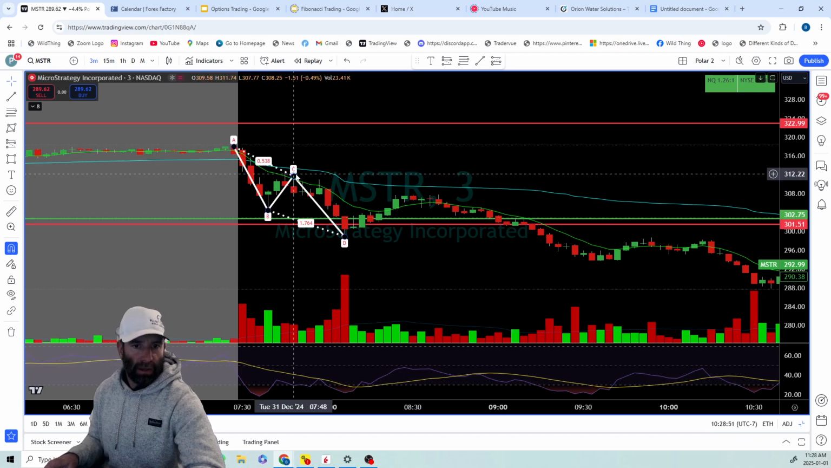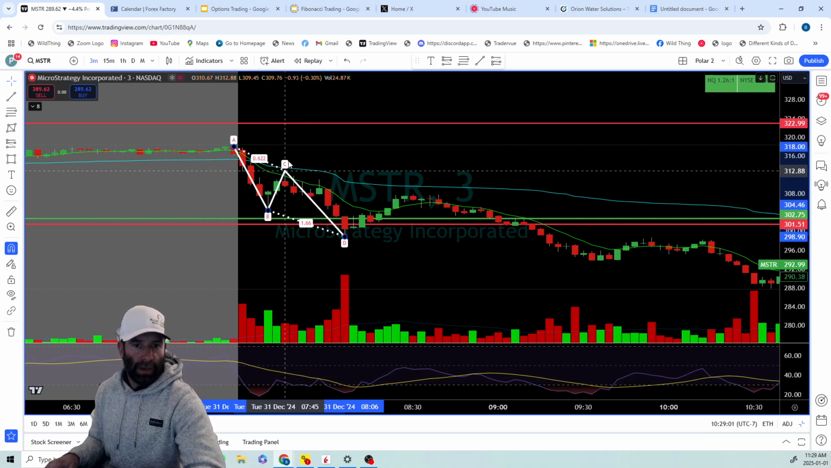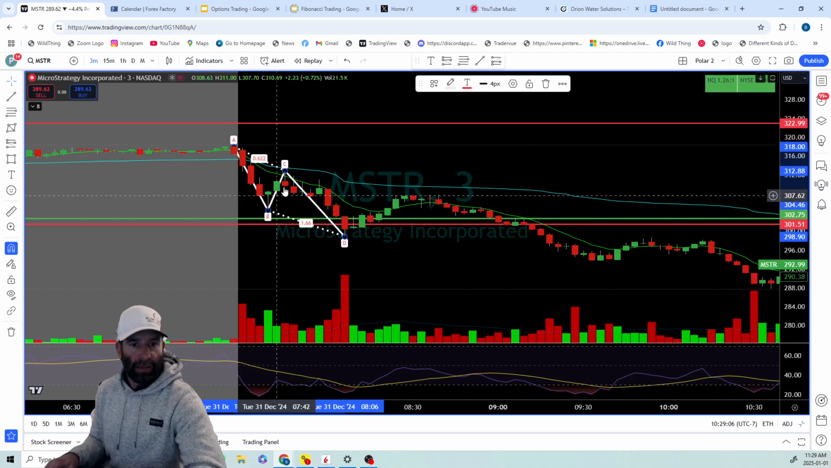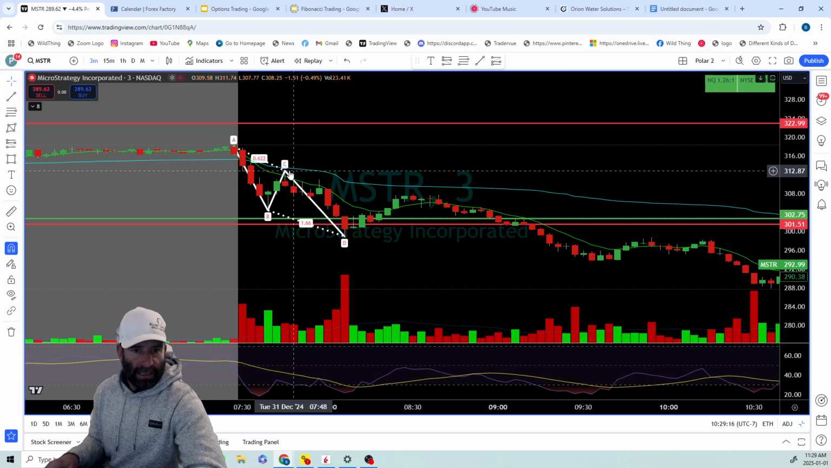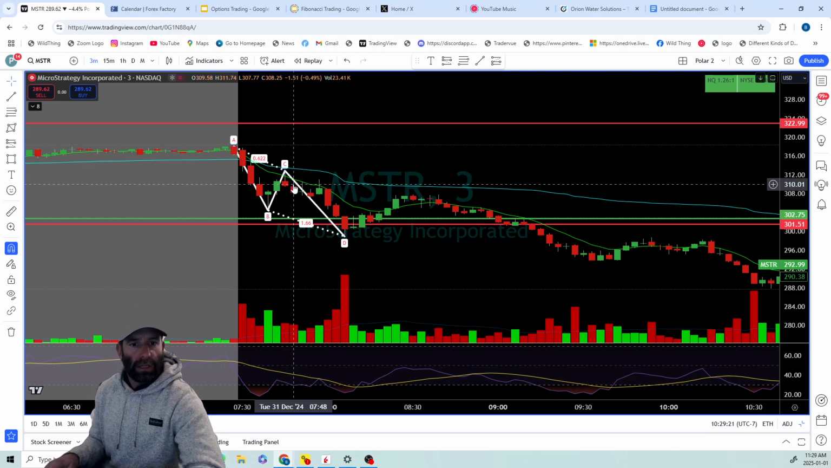And then for entries, I want to see where C is going to be, because if C is actually above A, the pattern isn't valid. I want to see point C below A, in between A and B, and I want to see how it reacts as it pulls back into the 9 EMA and the VWAP area. And once I see price reject those areas, that's where I look for entries. So in here, I was taking entries into the 310, 308 area.